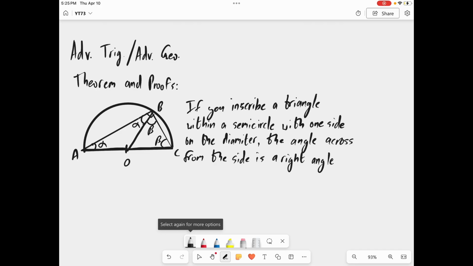Now, the arc that is right around ABC, angle ABC, is 180 degrees, as it's a full semicircle. So, if you divide that by 2 to get the angle measure, you get angle ABC is equal to 90 degrees. So, that's about it.